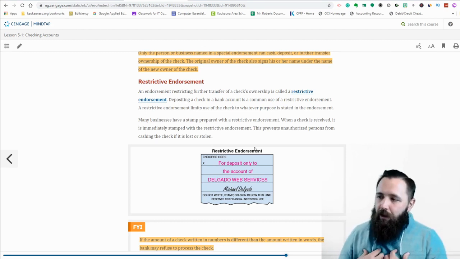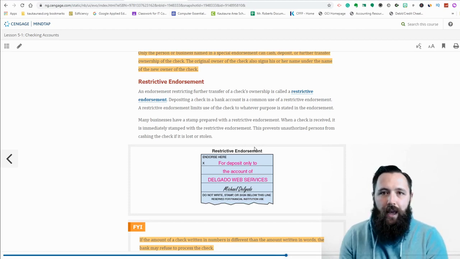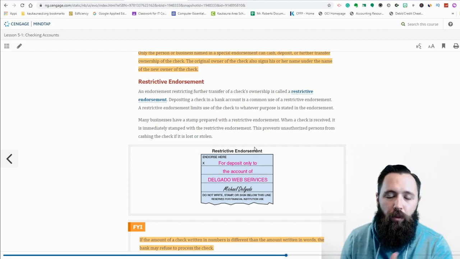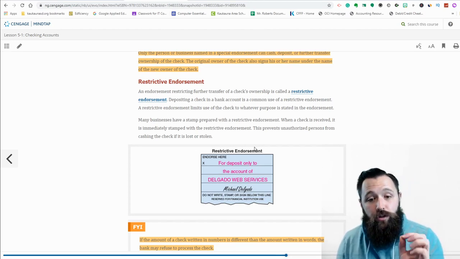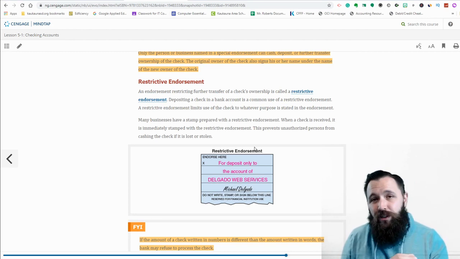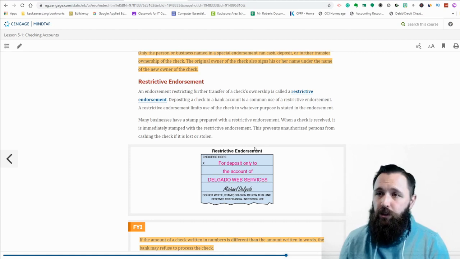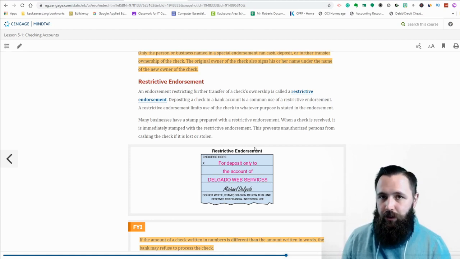So now Mr. Delgado feels pretty confident that if he loses this check, nobody can take it and just go cash it or put it anywhere else. Here it also says "for deposit only," which means it can only go into Delgado Web Services bank account. It cannot be cashed or anything else actually be done with that check.